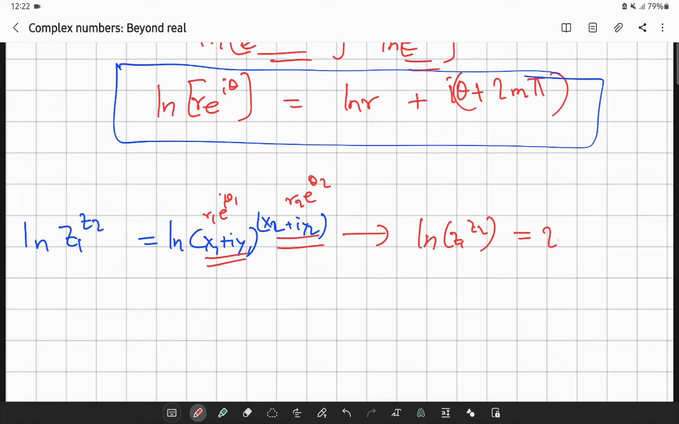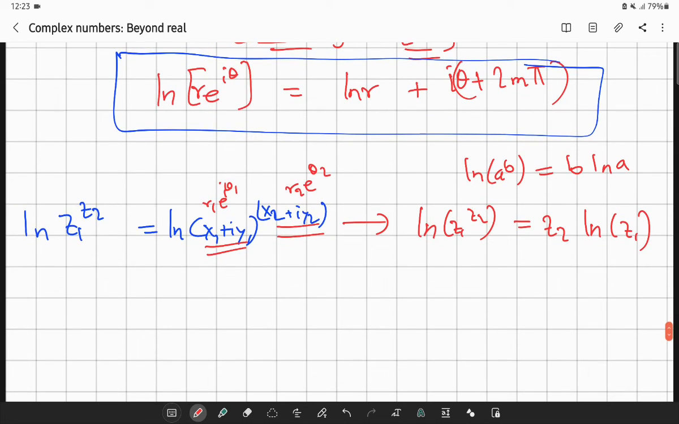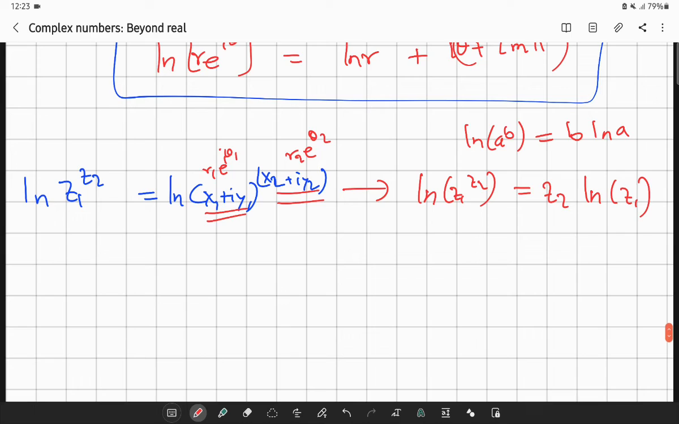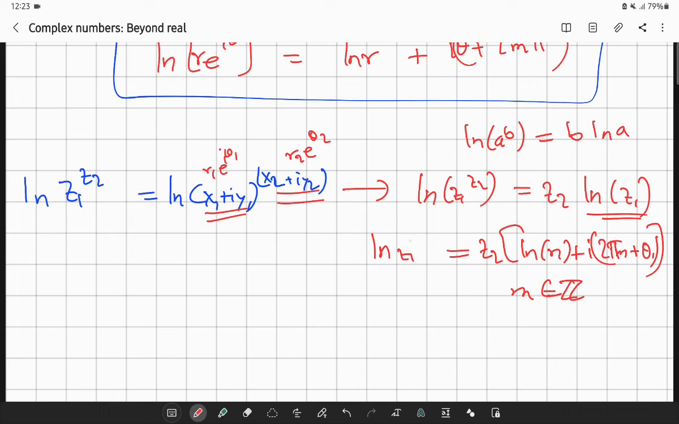So ln of z1 raised to z2, what is that equal to? Firstly, that is equal to z2 times ln z1, this is the property of ln, because ln of a raised to b equals b ln a. If you remember this, good for you. If not, now you know. So we said that ln z1 is simply ln r1 plus i(2 pi m plus theta 1), where m belongs to integers. This is ln z1 raised to z2.